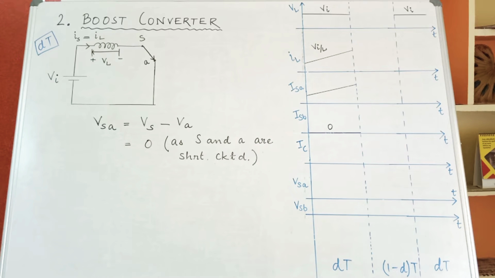Next, we will calculate the value of voltage VSA, which is given as Vs minus Va. As you can observe, in the circuit the S and A points are short circuited with one another.